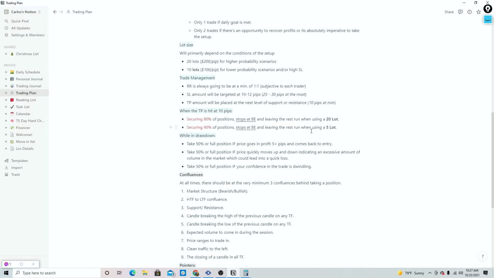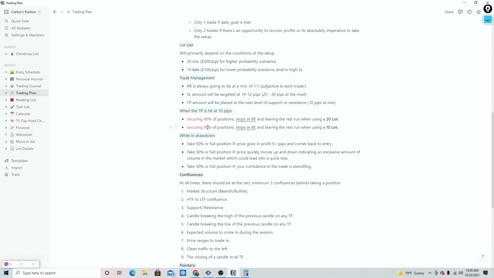Because we're using a higher lot size, we want to make sure that we secure as much as we can, just in case price decides to come back through our entry, or past our entry and go to our stop loss. But that's why we're securing 80%, stops at break even, and leaving the rest to run when using a 20 lot. And I would say when using a 10 lot, let's build this up.